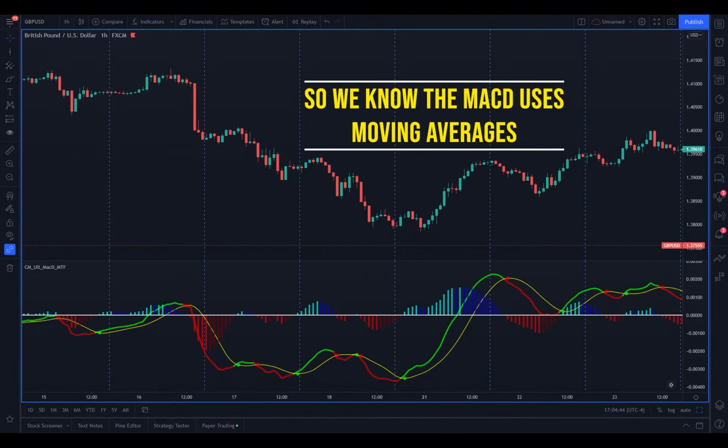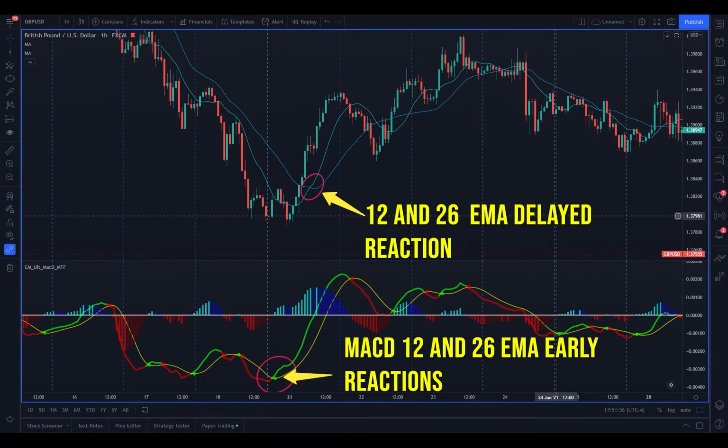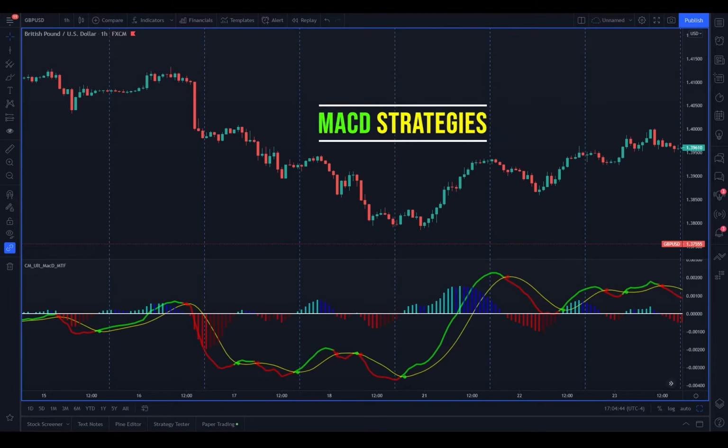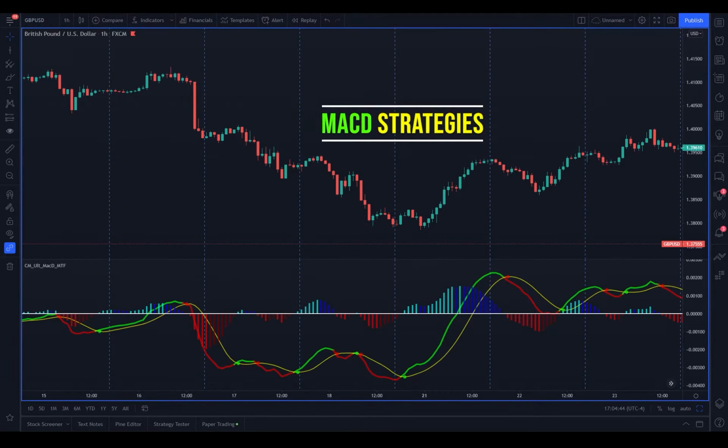So we know the MACD indicator uses moving averages. But why is the MACD superior to the moving averages? Well, let me show you an example. As you can see, the MACD shows early reactions in the trade compared to the delayed moving averages using the same settings. Now let's talk about a strategy we can use with the MACD indicator.